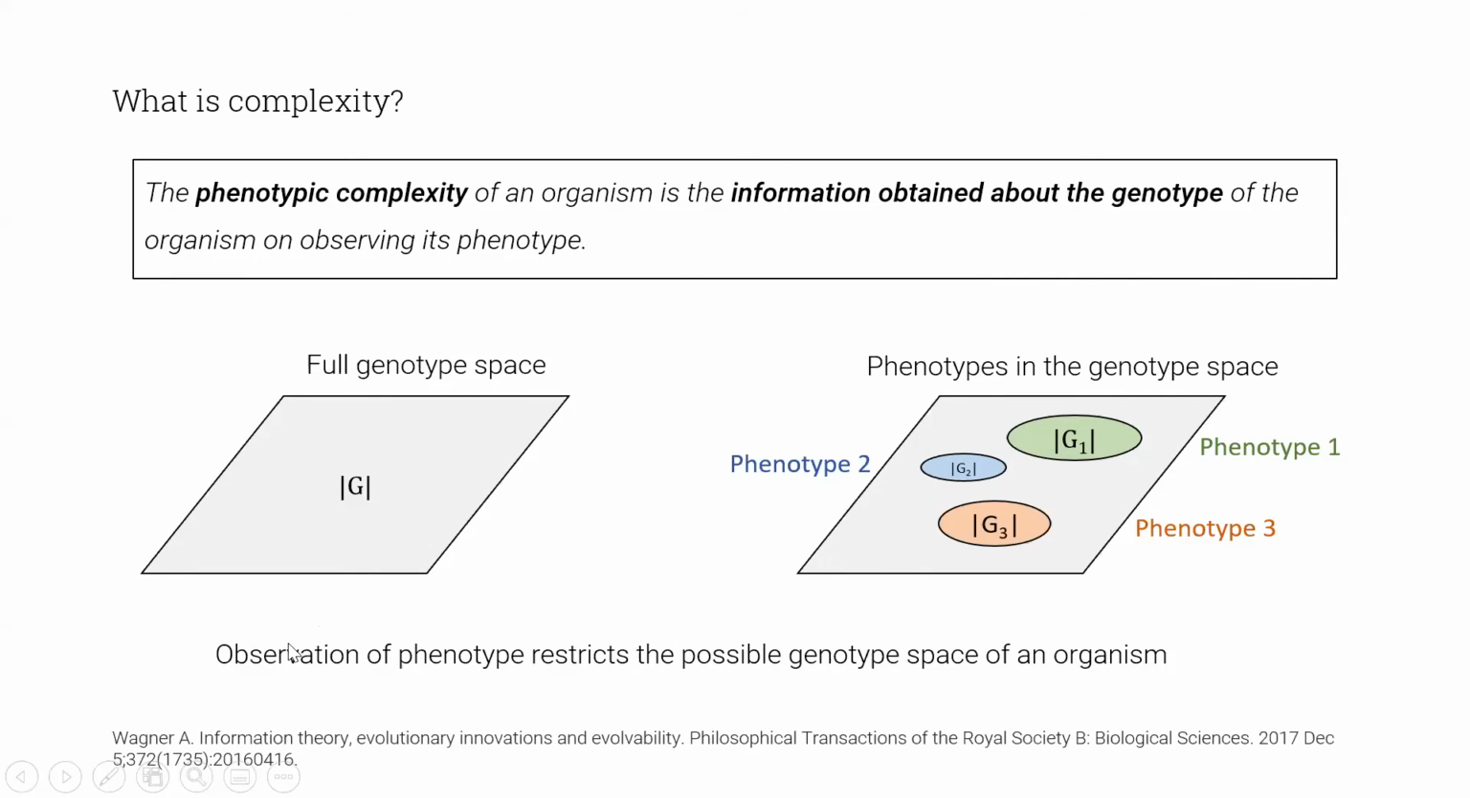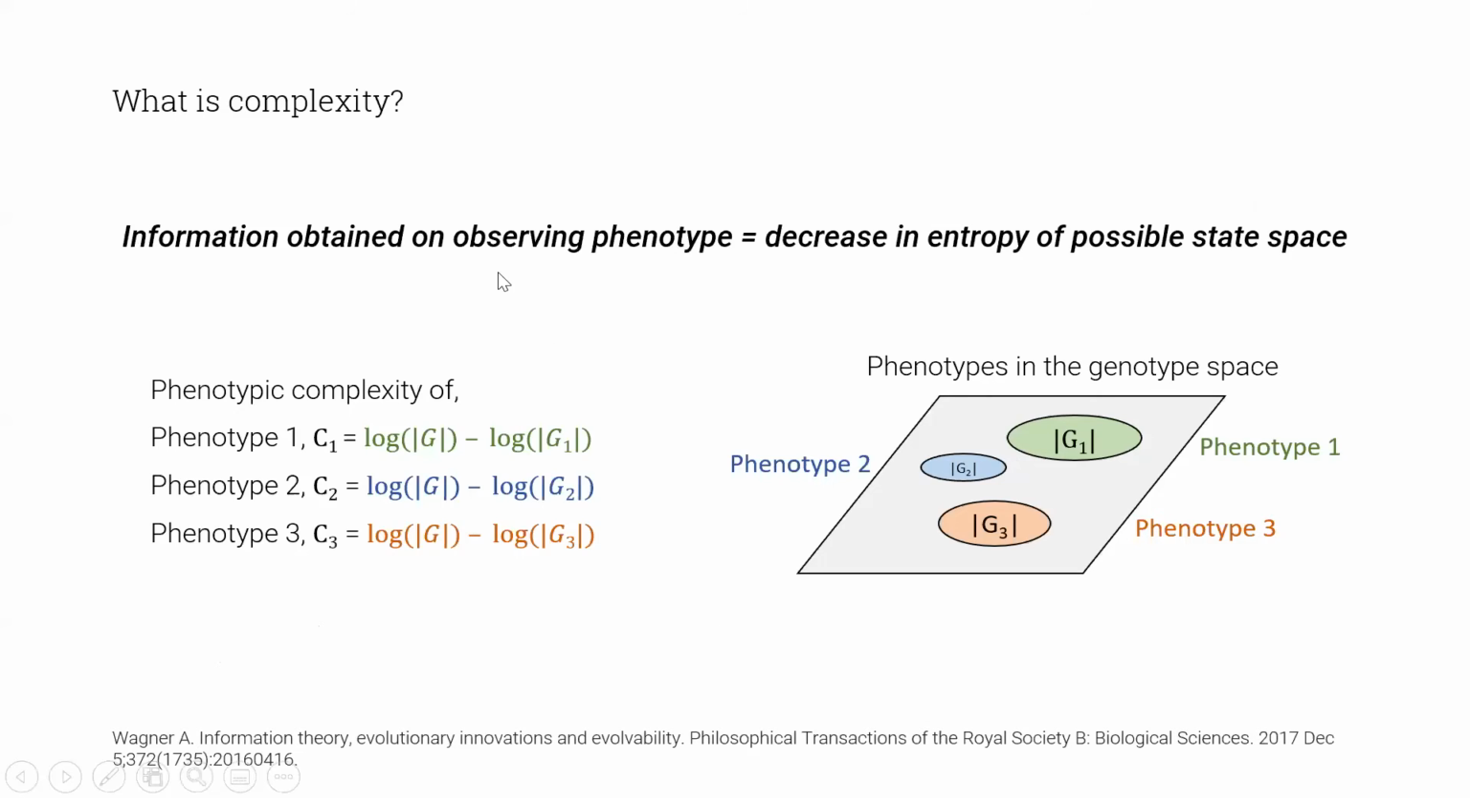So when you observe a phenotype, it restricts the possible genotype space of an organism. And you can say that the information obtained about the organism on observing a phenotype is equal to the decrease in entropy of the possible state space. This definition is well worked out in a paper by Andreas Wagner, and we're using the same definition to define phenotypic complexity. So for phenotype 1, the phenotypic complexity is log G minus log G1. So it's the same as the decrease in the size of the state space when you observe the phenotype.